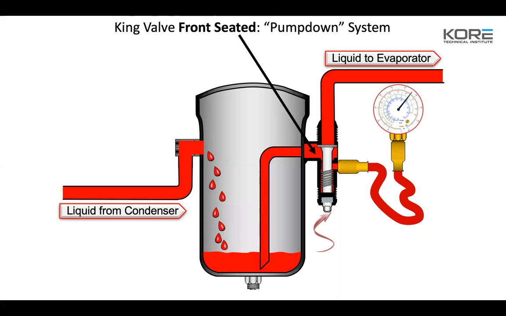And then if we want to front seat it to isolate it or pump down, or if we were going to change the filter dryer, this is where we would shut it off. We would pump it down back through the system, and then we would hold it in the condenser and receiver, and then we would shut off the suction line to isolate, and then we would make our repairs between the liquid king valve and the suction king valve.